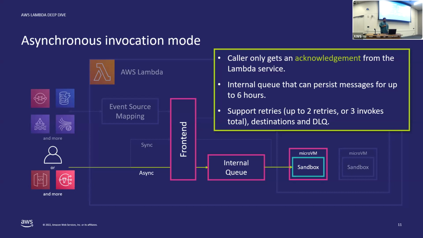Whenever the request comes in, the front end will immediately put that in an internal queue that is maintained by the AWS Lambda service. And then the micro VM or the execution environment picks it up from the queue and starts executing the request. The internal queue can process these events or messages for up to 6 hours, and it supports two retries and 3 invokes altogether.